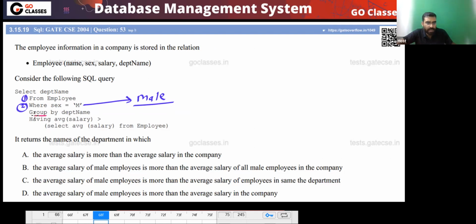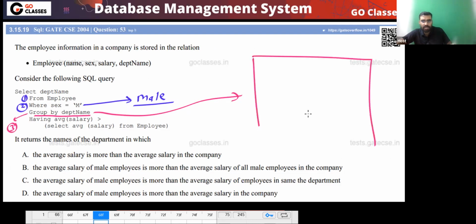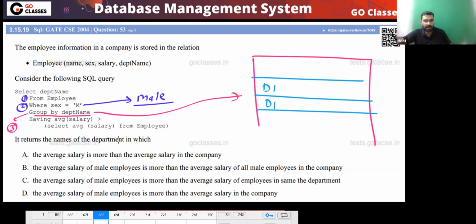Now I will do group by department name. This is the third step. When you do this, only male people you have. For example, maybe department D1, and only male people you have, remember, only male people. So those people will come.